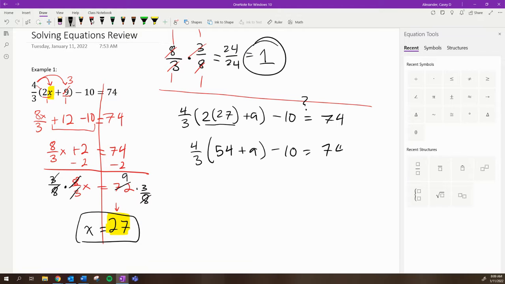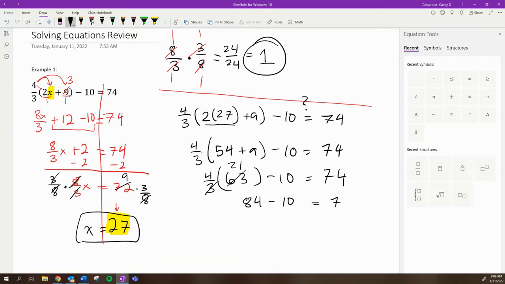And I just rewrite the whole problem after that. And then 54 and 9 is 63. So I've now taken care of the parentheses. And I'm going to multiply next. Now 63 divided by 3 is 21. And 4 times 21 is 84.